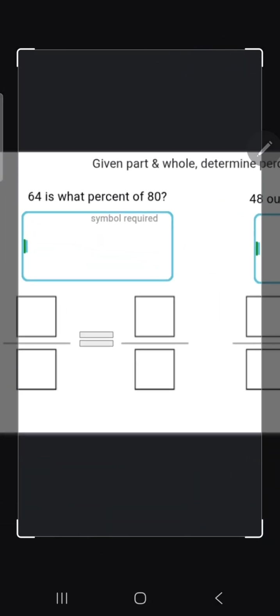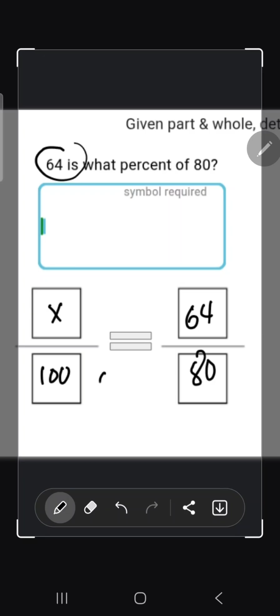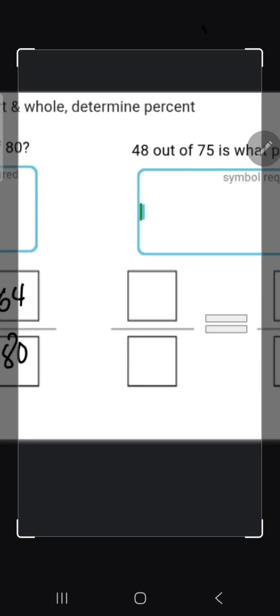All right, let's take a look at the last two. So 64 is what percent of 80? We don't know the percent. That's over 100. 64 would be the part, and 80 would be the total. 100 times 64 is 6,400, and then we're dividing by 80. So that comes out to be 80, but make sure you put a percent sign because the symbol is required and we're looking for a percent.